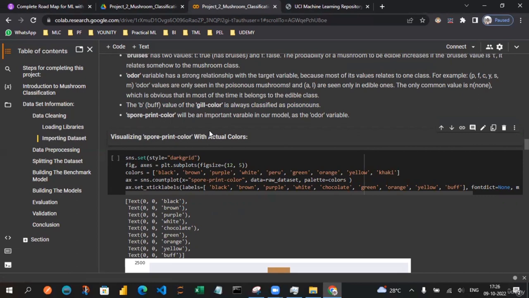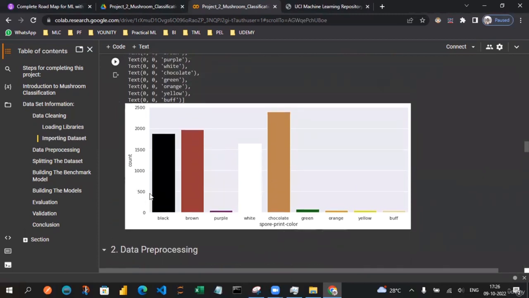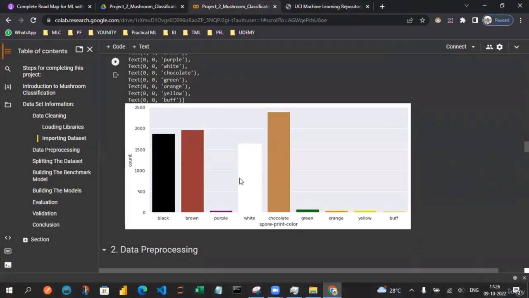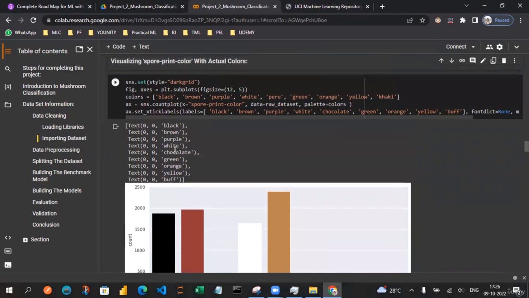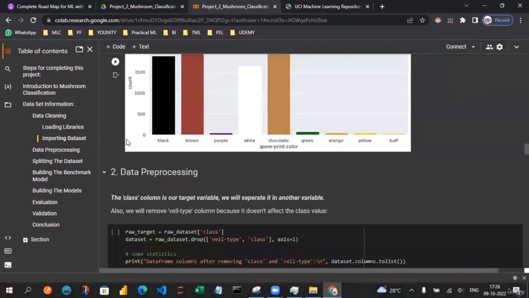As per the ordinal value, let's also look at visualizing the spore print color so that we can understand what exactly it does. The print color is nothing but the color on the mushroom. In this case, we get colors such as black, green, chocolate, white or brown. Depending on these colors, it is identified whether the spore print color corresponds to poisonous or edible. In the next video, we're going to see the data pre-processing and also the model building.